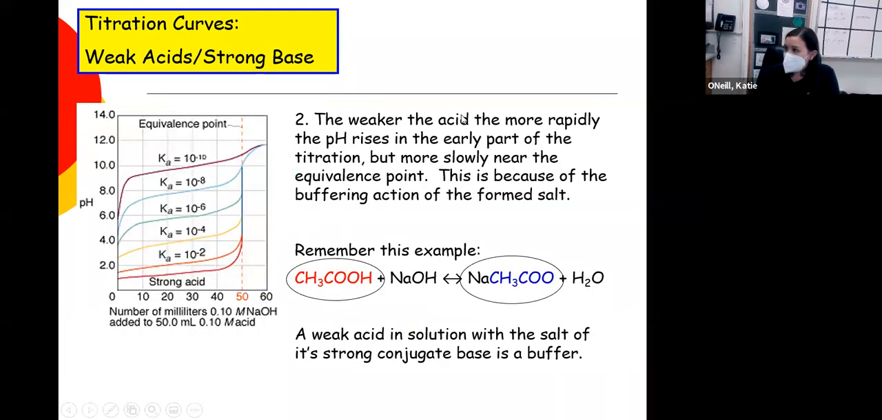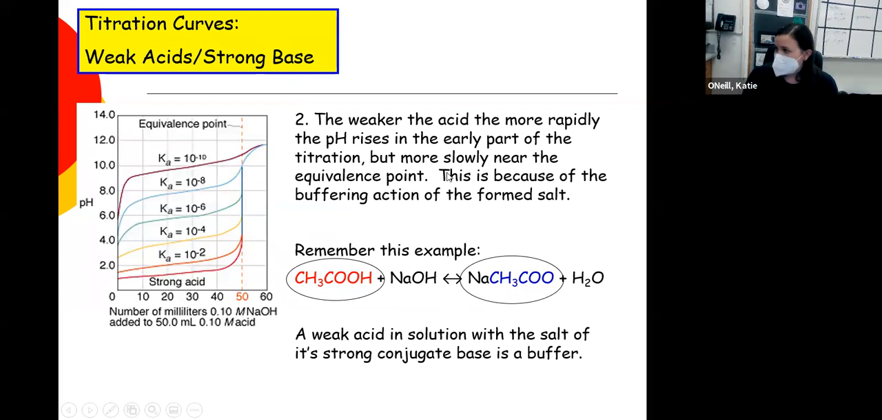The weaker the acid, the more rapidly the pH rises in the early part of the titration, but then it slows down as you near the equivalence point. So you see the steeper part, this purple curve has this big jump at first, whereas the stronger acids are more just plateaued at first. And then we get the steeper jumps on the stronger acids close to the equivalence point and more mild jumps towards the equivalence point with the weaker acids. You see on the graph where I'm talking about there, steep jump on either side.